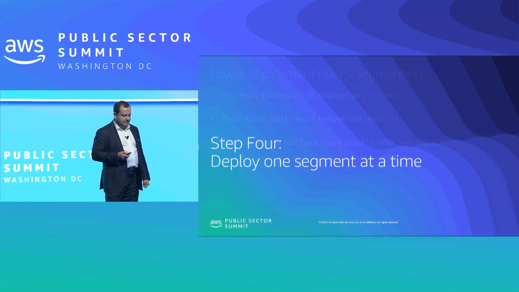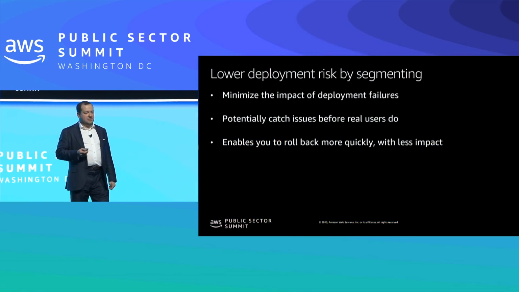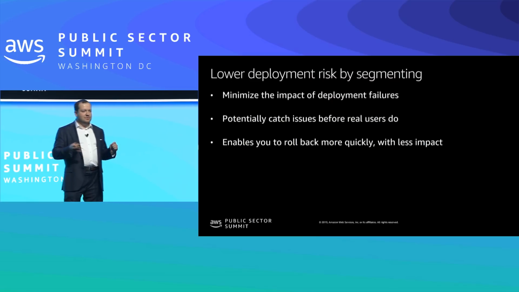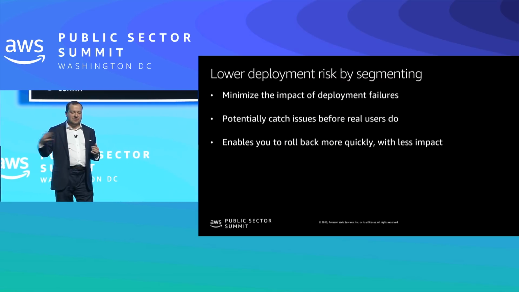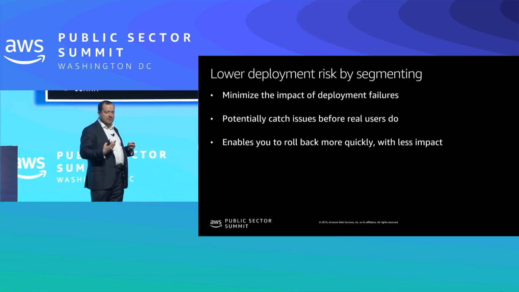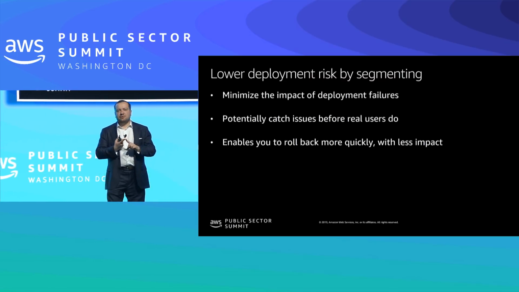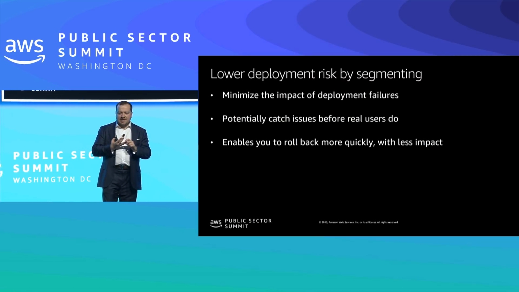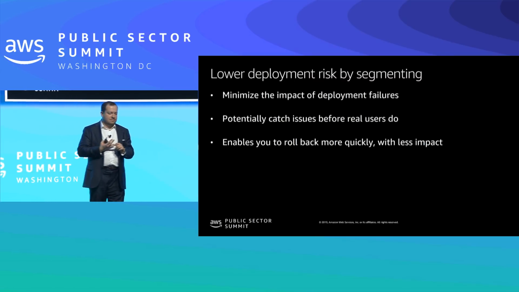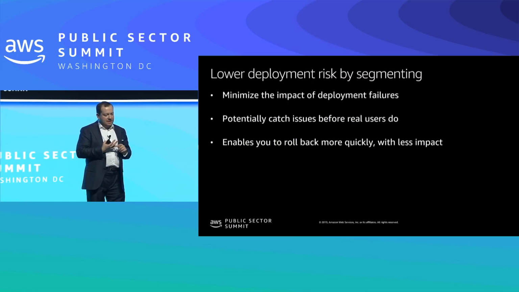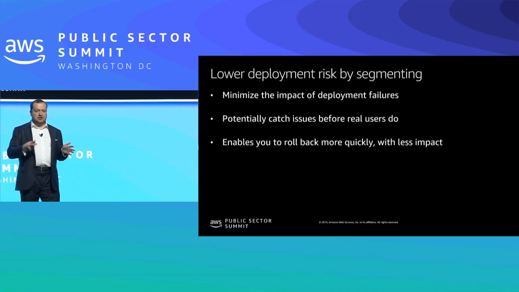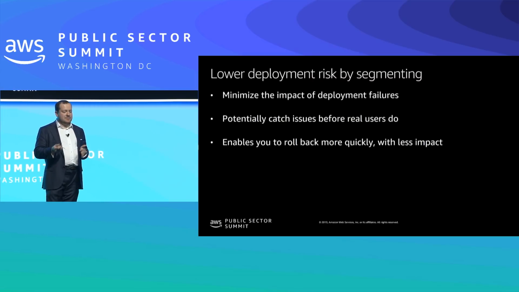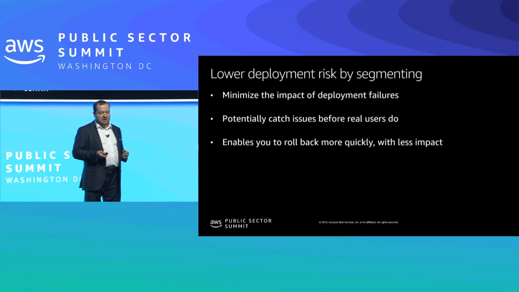So let's talk about also deploying to one segment at a time. If you consider your production to be one big pool, then any bad change affects all customers. That's a really big blast radius. And the change could be a bad deployment, could be somebody typing a command in by accident into the wrong environment. So you want to be able to catch these kinds of issues before your actual users of your application do. And you want to be able to roll back really quickly with the least amount of impact.